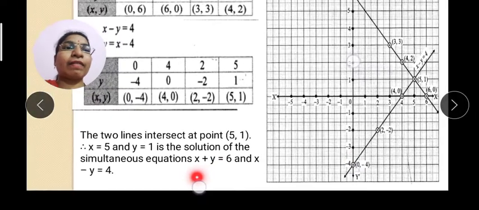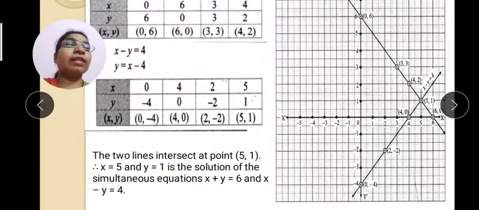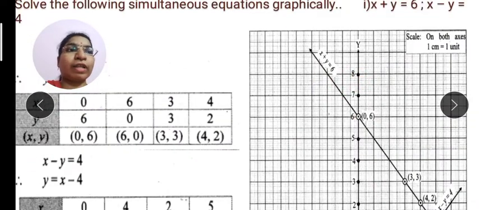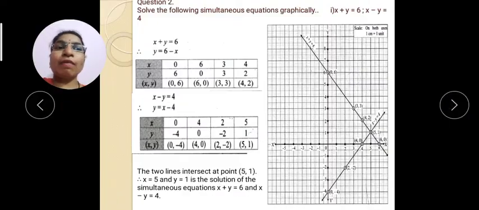Always remember that when you are plotting the axis, the quadrant signs should be the same. They will never change. This side positive, this side negative. Upside of the y-axis is the positive coordinate and downside is the negative coordinate. That is also very important. Scale also you have to mention here. On both axes, 1 centimeter equals 1 unit.